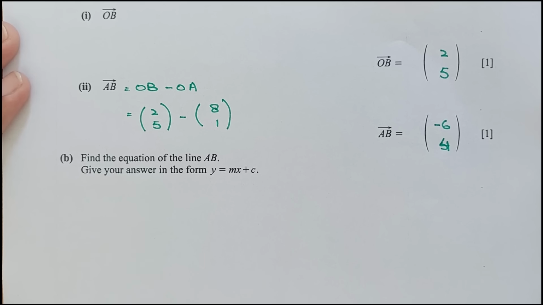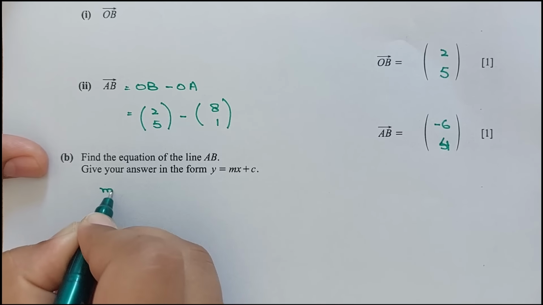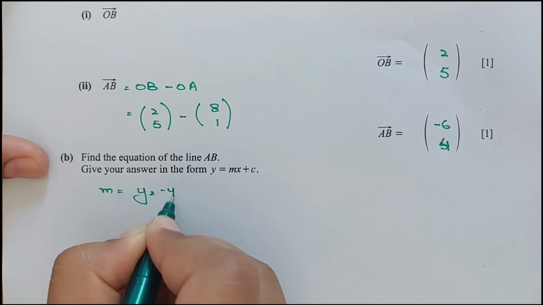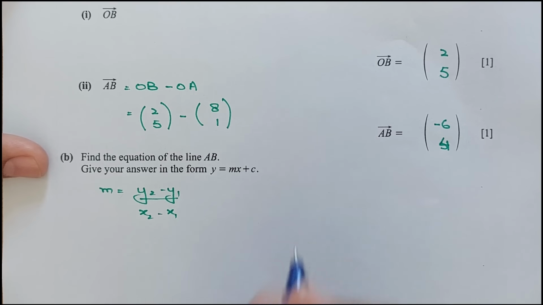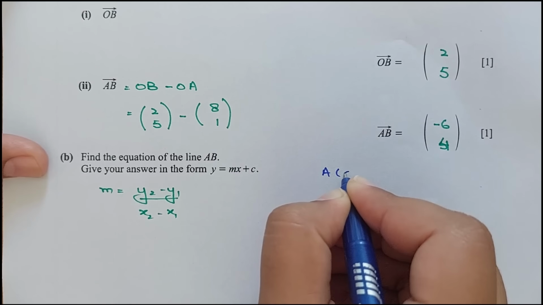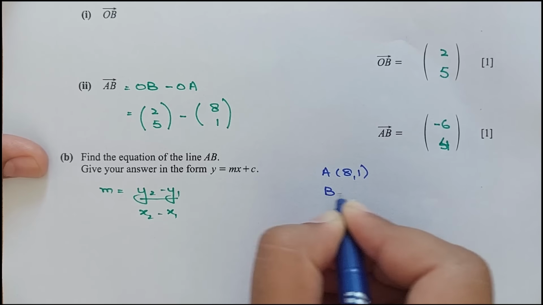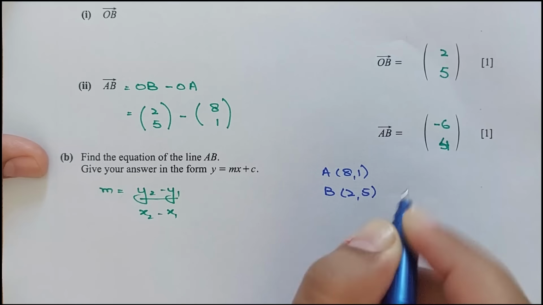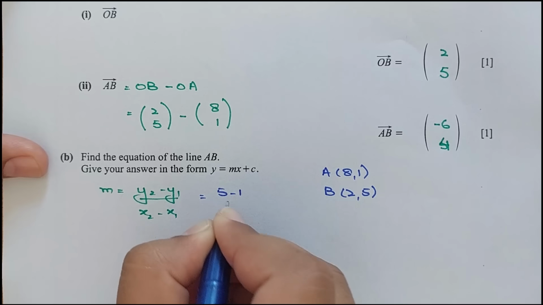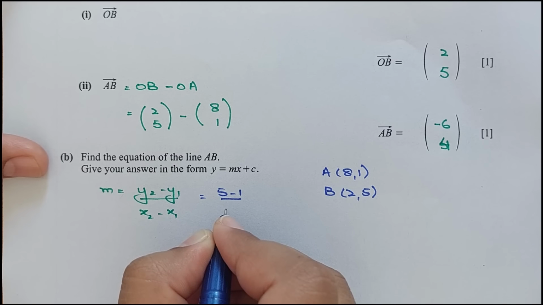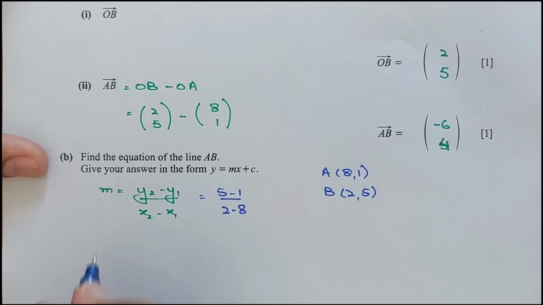Now for part B, find the equation of the line AB. Give your answer in the form y equals mx plus c. So we have the points A and B. So first we have to find the slope m, which is y2 minus y1 over x2 minus x1. We have the point A, which is (8, 1), and the point B, which is (2, 5). So this is x1, y1, this is x2, y2. 5 minus 1 over 2 minus 8. So what is m?